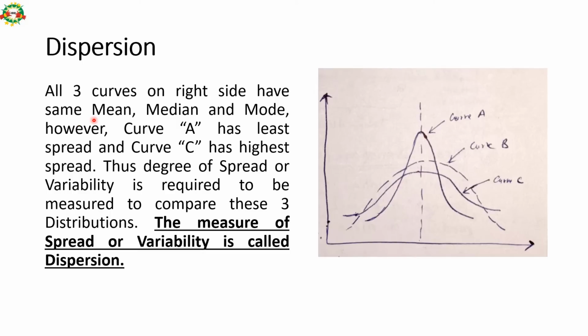All three curves on the right side have the same mean, mode, and median, right? So here you see. However, curve A has the least spread, so this has the least spread under it. And curve C has the highest spread, so this covers the maximum area. This degree of spread or variability is required to be measured to compare these three distributions. The measure of spread or variability is called dispersion.